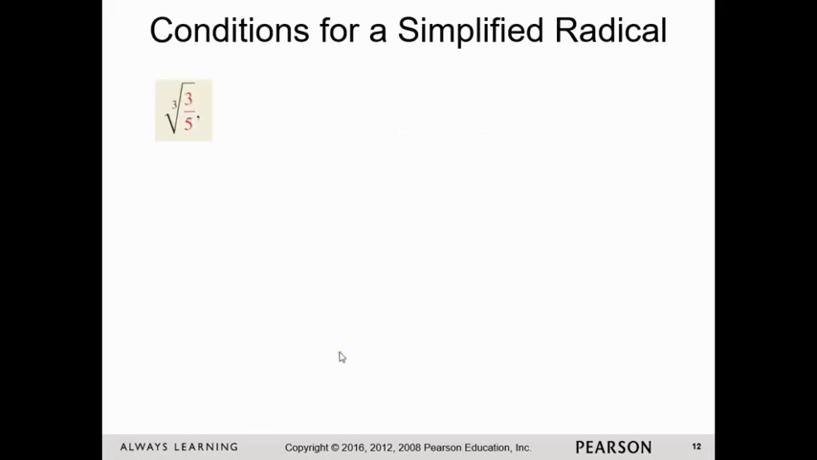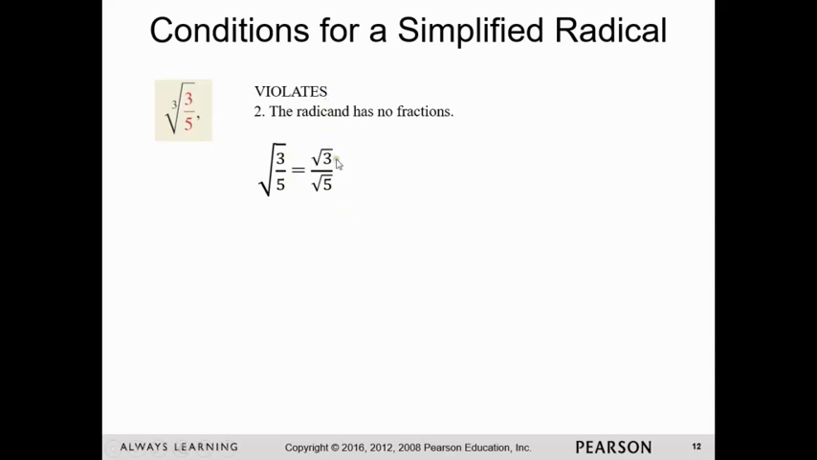Now we have the cube root of 3/5. This violates the second rule. Remember, the radicand can have no fractions. We've got a fraction here. So let's break this up into numerator and denominator using the quotient rule.